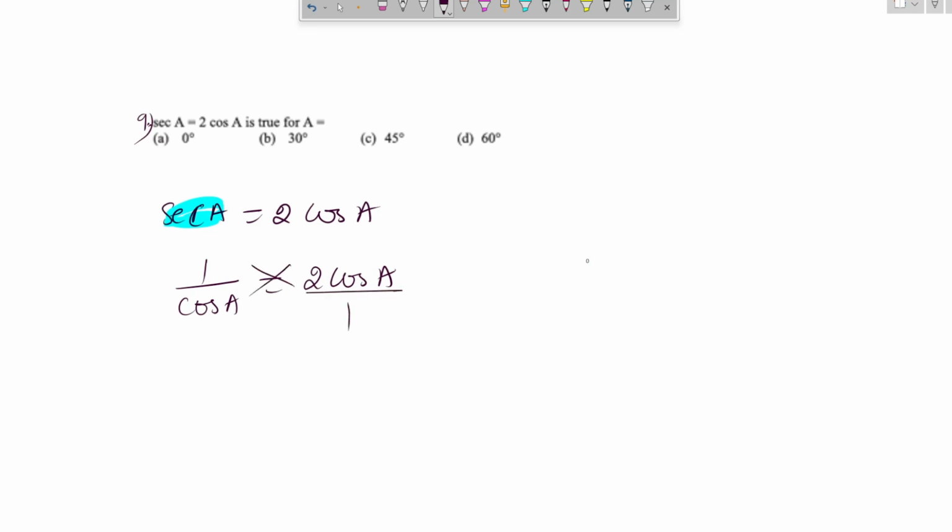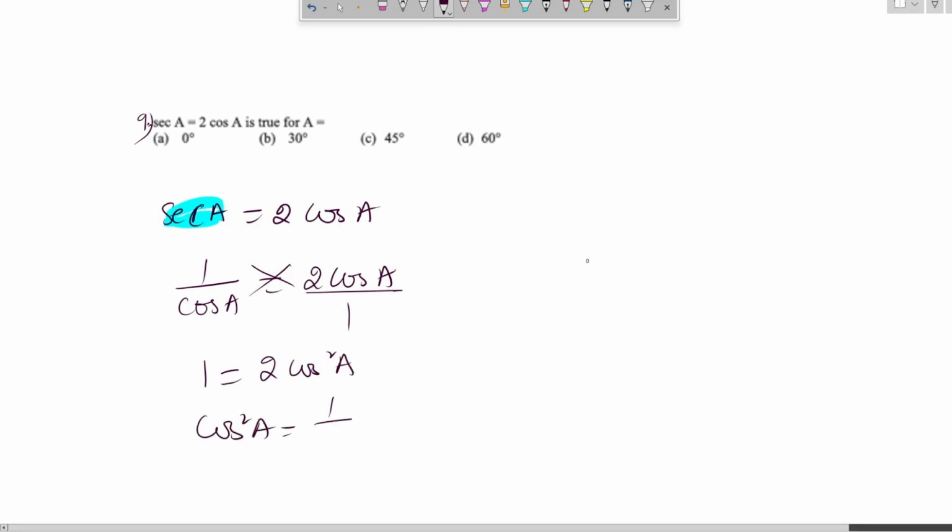Now in question number 9, secant A equal to 2 cos A is given. We know that secant is the reciprocal of cos A. So write it down. Now cross multiplication. It is equal to 1 is equal to 2 cos square A. So cos square A will be equal to 1 by 2.